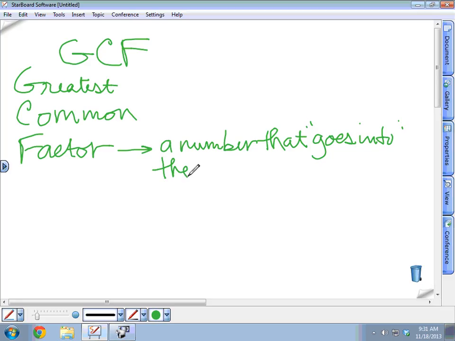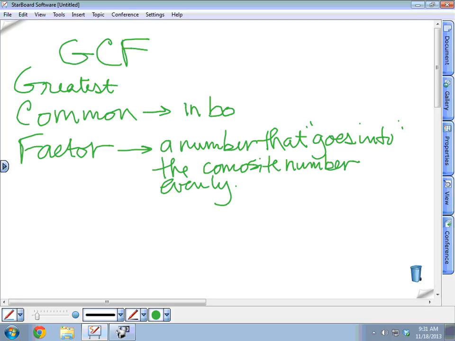the opposite of a prime is a composite. Composite number evenly. Okay? I call these the goes intos. Okay? It goes into that number evenly. Okay? Common, if something is common to things, it is in both of them. Okay? In both.